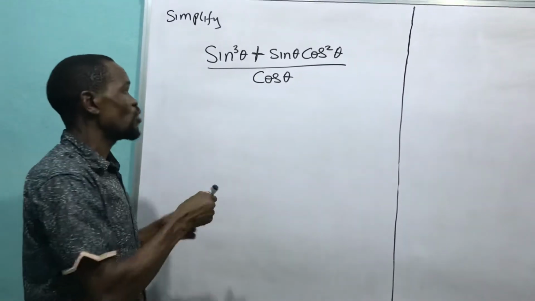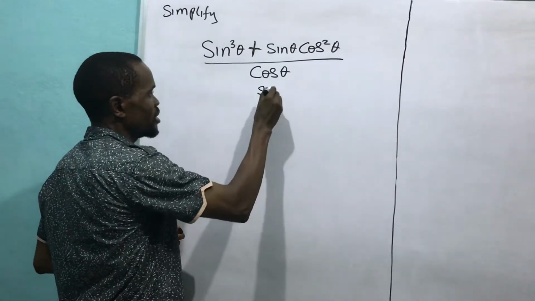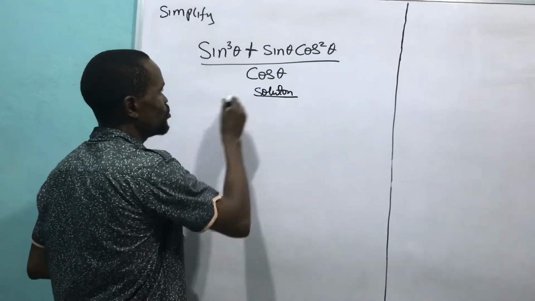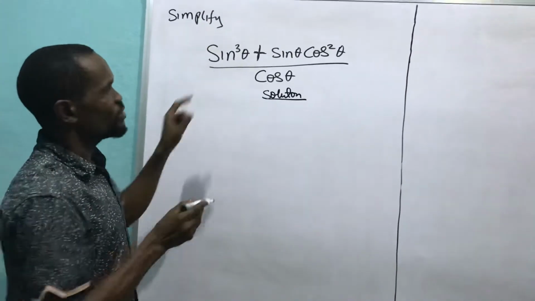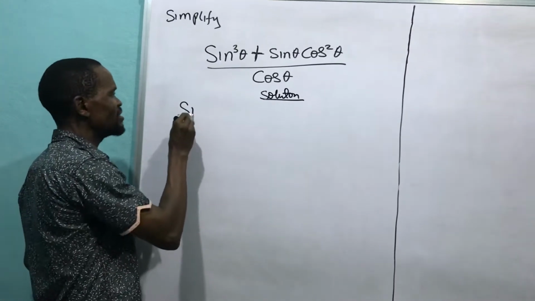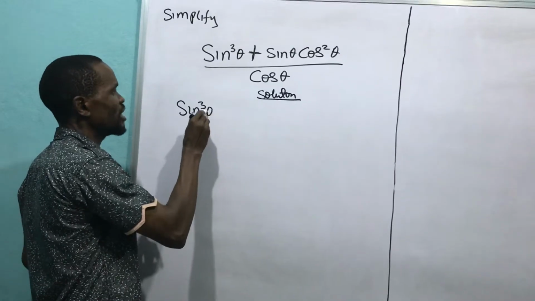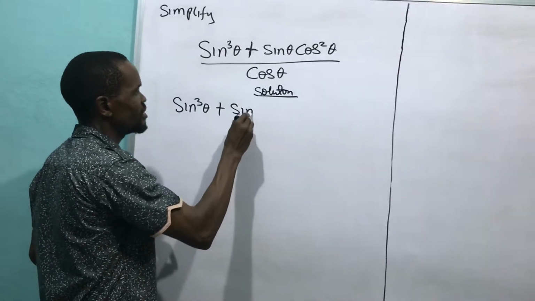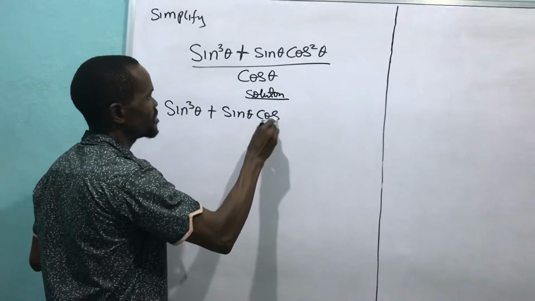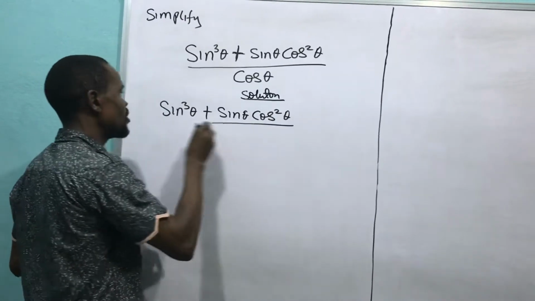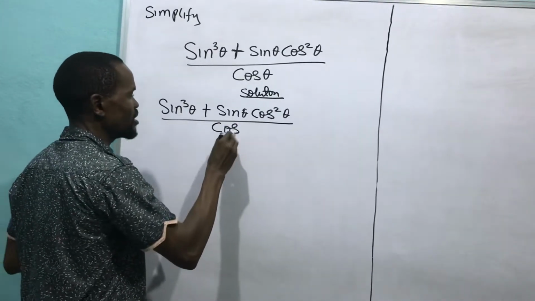What I have for you today is simplify, which we call trigonometry. Then let's go to the solution to this. Look at this question: it says sin cube theta plus sin theta cos square theta, all over cos theta.